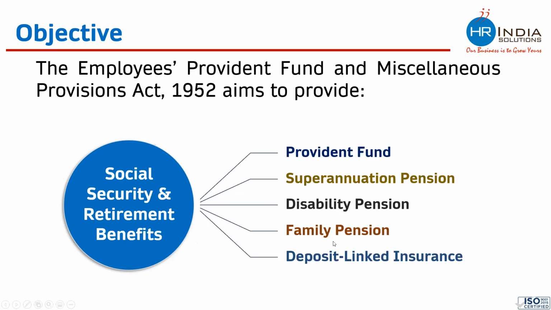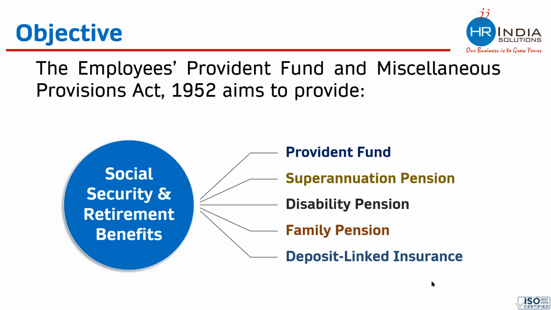Under this act, there are several benefits which are available. The first and most important one is the Provident Fund, which is a saving scheme. Then there is a superannuation pension. Once an employee reaches the age of retirement, that is 58 years, they start getting a monthly pension. That is called the superannuation pension. Then there is disability pension. In case the employee meets with any employment injury and loses their working capacity and becomes disabled, in that situation also the benefit of disability pension is there under this act. Then there is family pension.